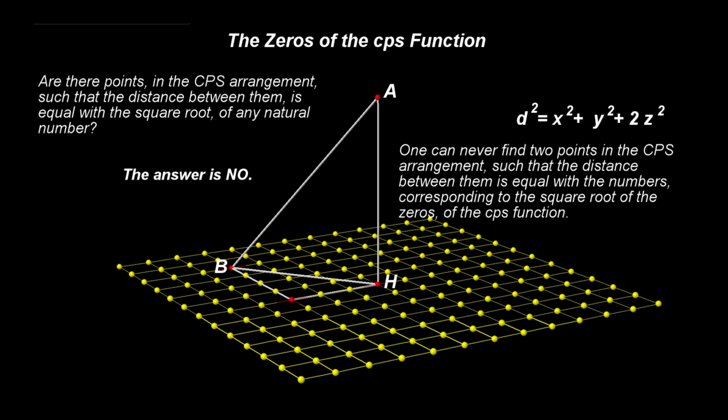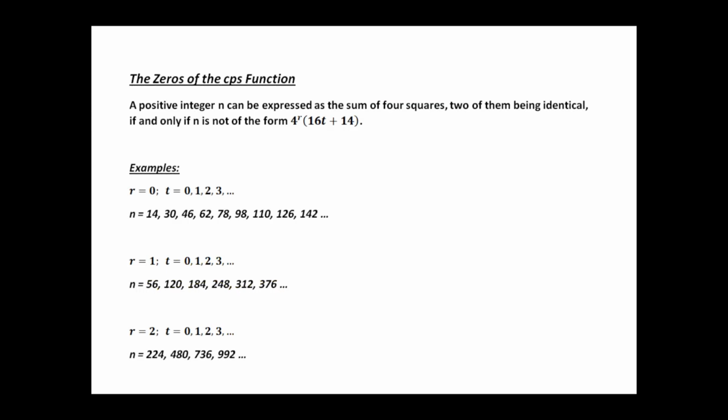In Part 1 of this video, we have found and demonstrated the answer to this question. Are there points in the CPS arrangement such that the distance between them is equal with the square root of any natural number? The answer is no. One can never find 2 points in the CPS arrangement such that the distance between them is equal with the numbers corresponding to the square root of the zeros of the CPS function.